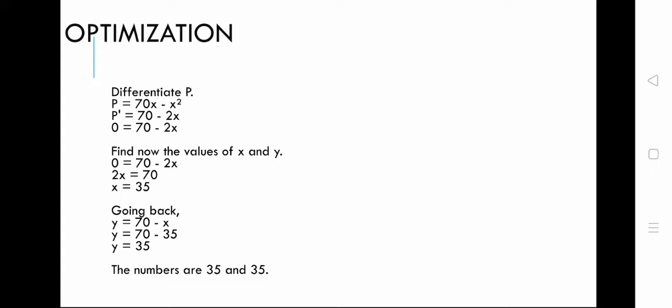Find now the values of x and y. So, 0 is equal to 70 minus 2x, 2x equals 70, x is equal to 35. May value na tayo ng x, which is 35. Going back, y is equal to 70 minus x, y is equal to 70 minus 35, and y is equal to 35. So the numbers in the problem are 35 and 35, and these are the numbers that have the sum that is equal to 70 and that can give the maximum product.